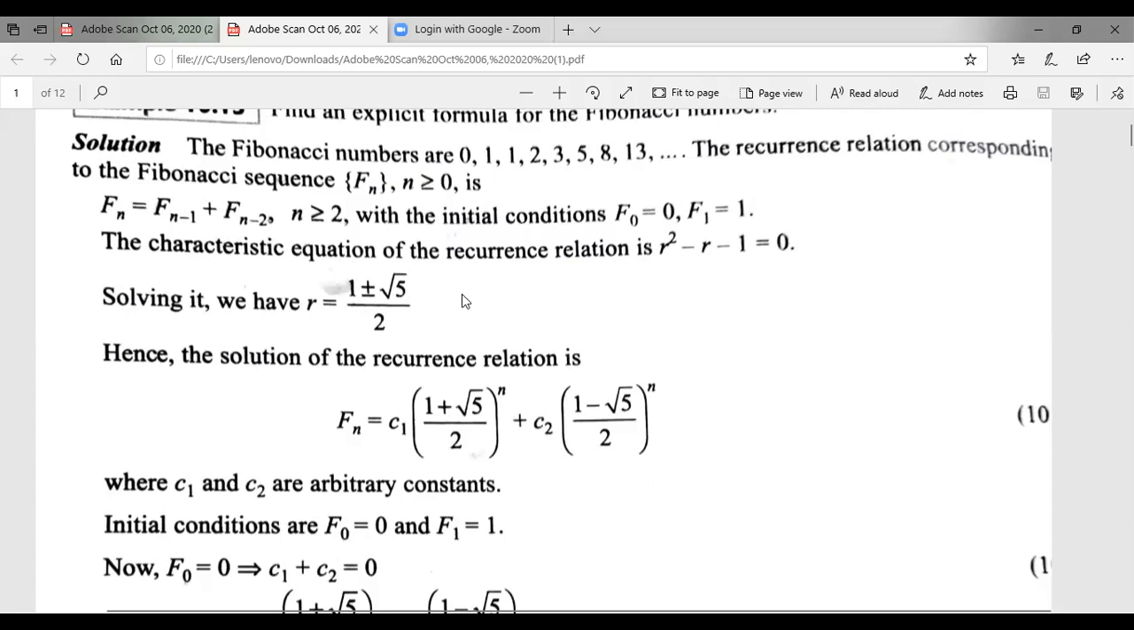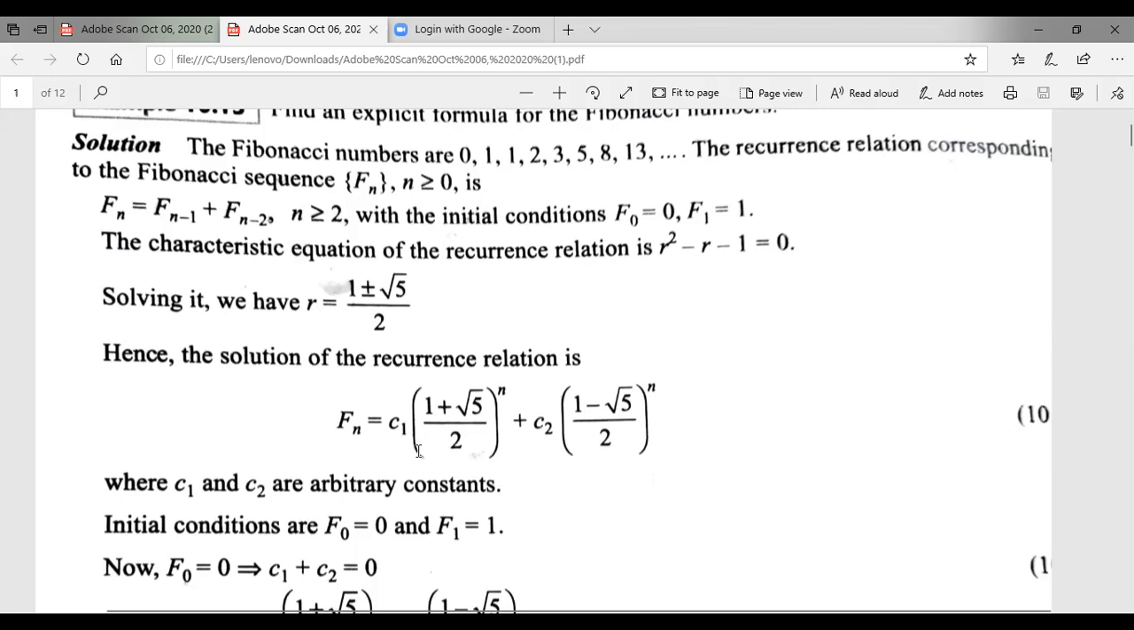So the general solution: here we have two different roots. The first root is 1 plus root 5 by 2 and the second root is 1 minus root 5 by 2. So the solution of the recurrence relation is Fn is equal to C1 into R1 power n, where R1 is 1 plus root 5 by 2, whole power n, plus C2 into R2 power n, 1 minus root 5 by 2 whole power n, where C1 and C2 are the arbitrary constants.